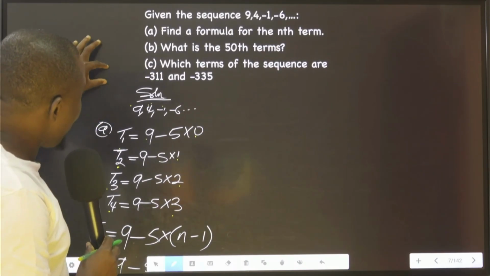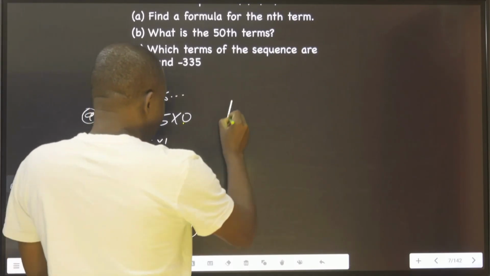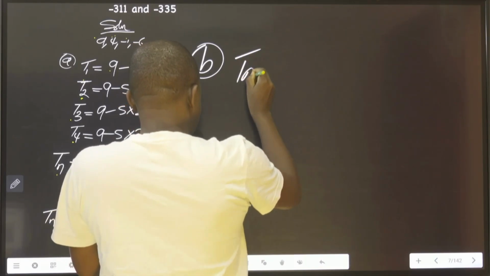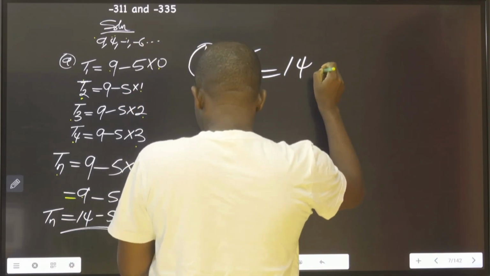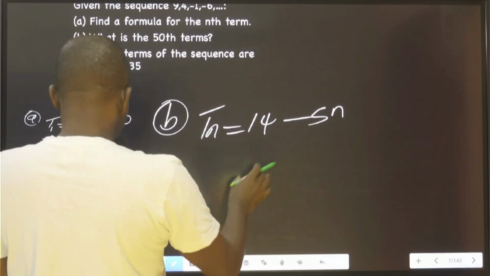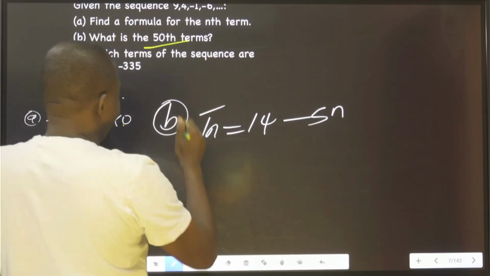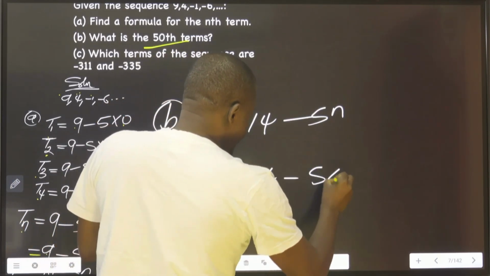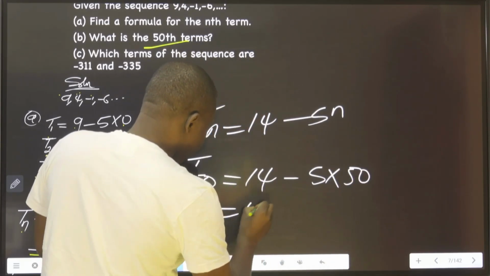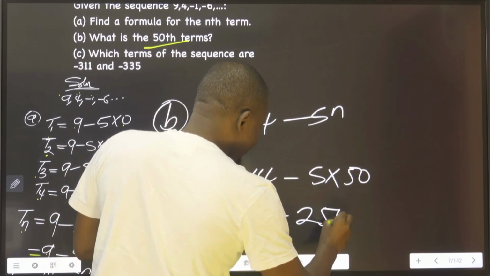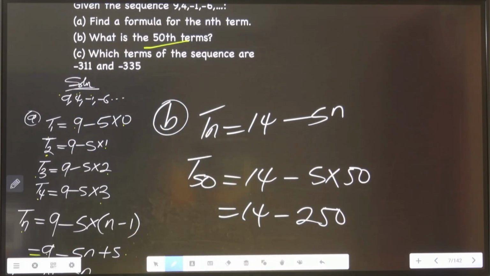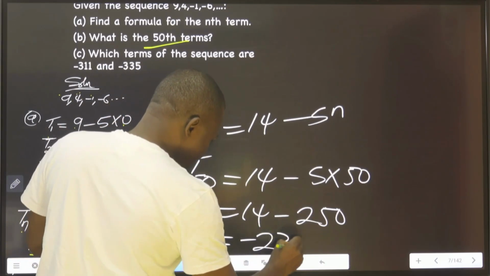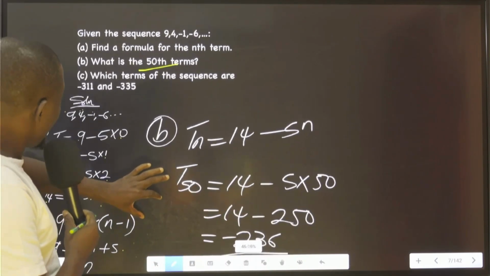Now that we have the nth term, we can go back here now for B to say we know that the nth term is 14 minus 5n. So we are looking for the 50th term. That is to say 14 minus 5 multiplied by 50, which is 14 minus 250. 14 minus 250 will give us minus 236. That is minus 236. Okay? Now let's go for C.